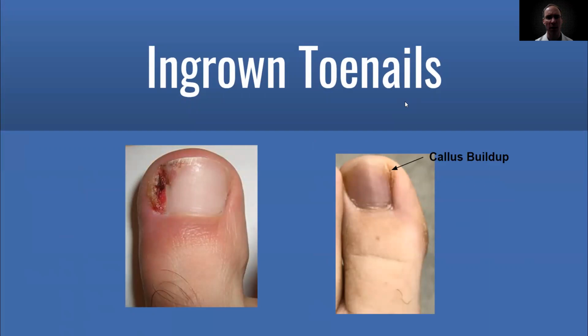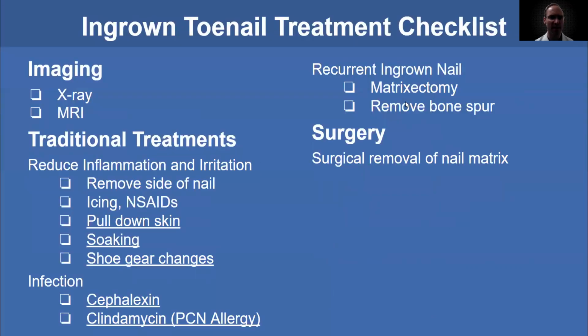Ingrown toenails. What do you do? Most people send them over, but if they want to try some things, you could certainly try to trim down the side. You can try to pull down the skin. You can try to soak it. Putting them on an antibiotic is a good way to help before they can come in to see us as podiatrists.